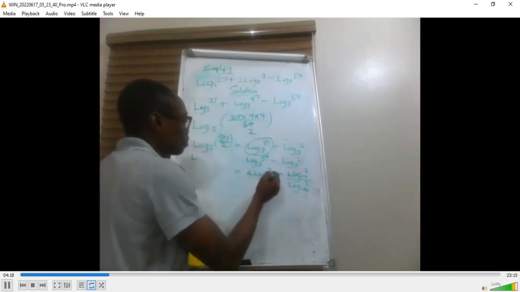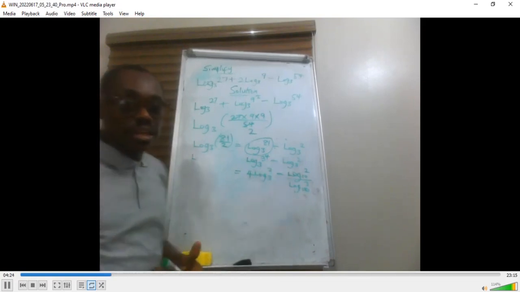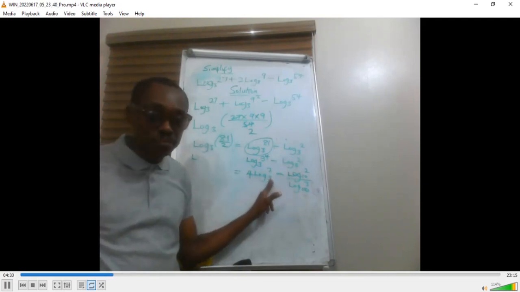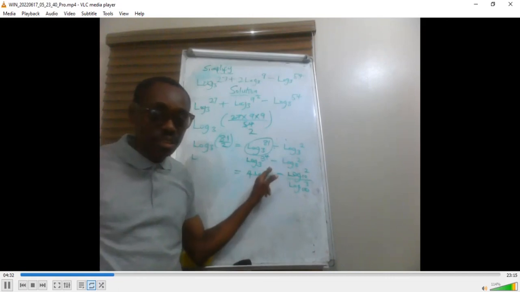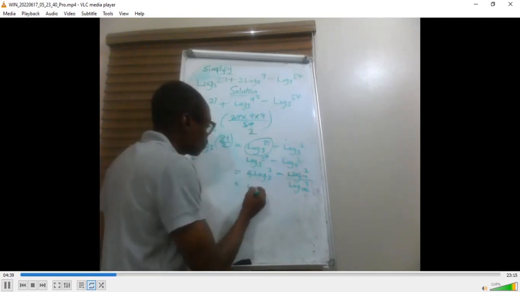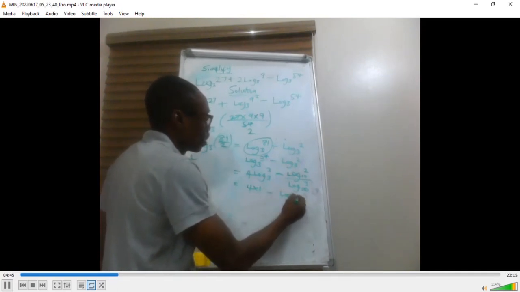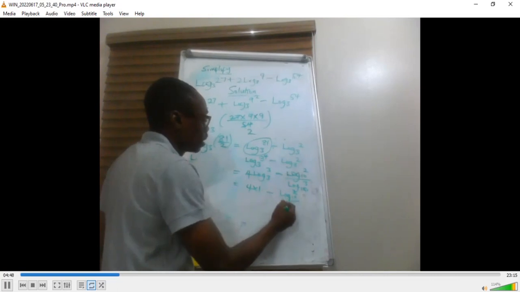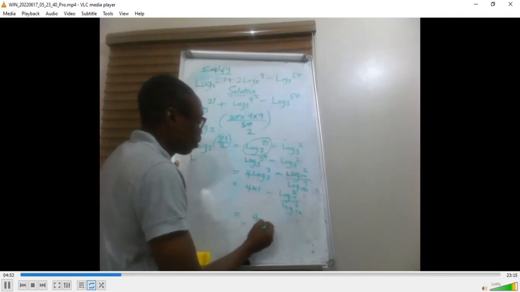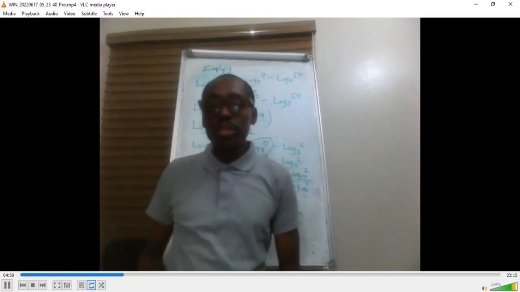Okay, so for log 3: when you take the log of a number to the same base, in this case you have taken log 3 to the same base 3, log of 3 to base 3 gives you 1. So at the end of the day, you have 4 times 1 minus log 2 to base 10 over log 3 to base 10. So this is equal to 4 minus log 2 to base 10 over log 3 to base 10. You can get that from your calculator or your tables.